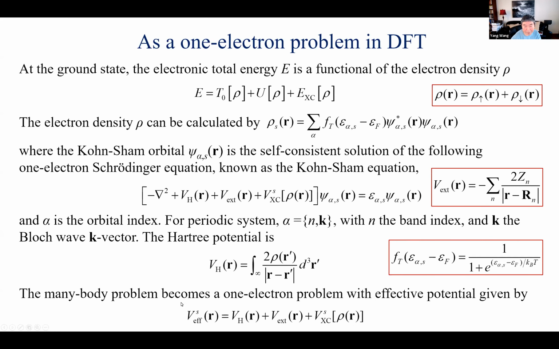So the many-body problem becomes a one-electron problem with the effective potential given by this. Just treat this as an effective potential, so this becomes a one-electron problem. By solving this self-consistently, you can determine the electron density rho, not from a many-body theory, but now from a single-electron theory. You can calculate the total energy this way instead of doing many-body theories. All right, this part is a Coulomb potential. Essentially it's a Coulomb potential.